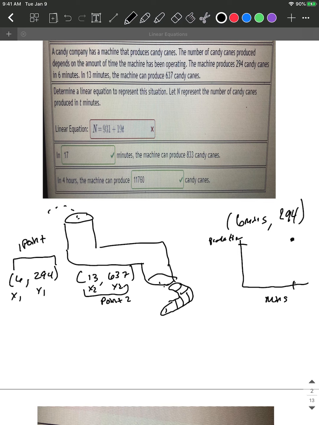So using the formula that we have, the formula for slope looks like this. In other videos, I'll go through it a little bit slower, but this turned out to be a word problem, so we'll work based off of that. We're going to say 637 minus 294 over 13 minus 6.